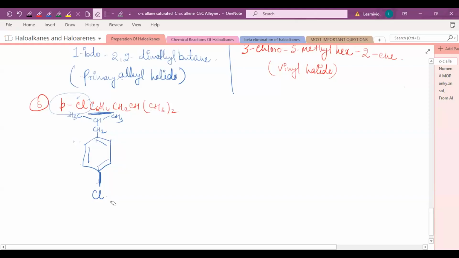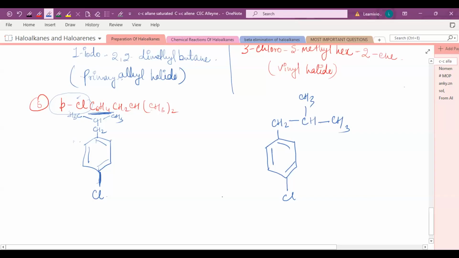Okay, now say what will be the name? How to name this? Again, I'm drawing this, chlorine over here. This is CH2, and to CH2 there is a CH group, and to this CH group there is a CH3 and CH3. Okay, same structure. This CH2 is attached to the CH. Then this CH has two substituents, CH3 and CH3. Two methyl groups are attached to this carbon.